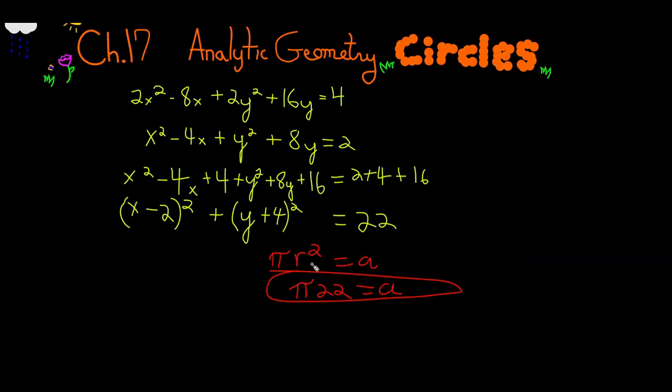What are the coordinates of the center of this circle? 2, negative 4. And what is the radius? You have the radius squared, but what's the actual radius? Square root of 22.